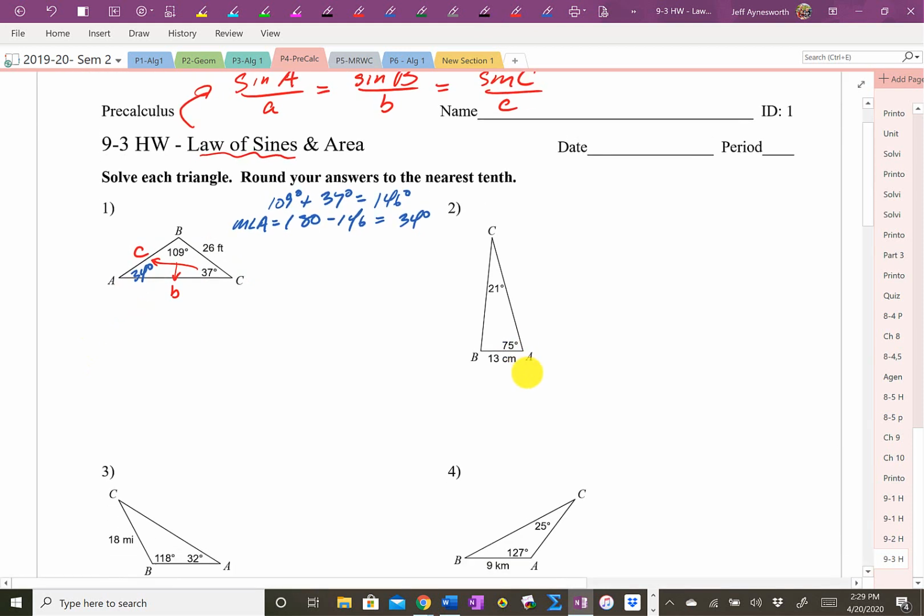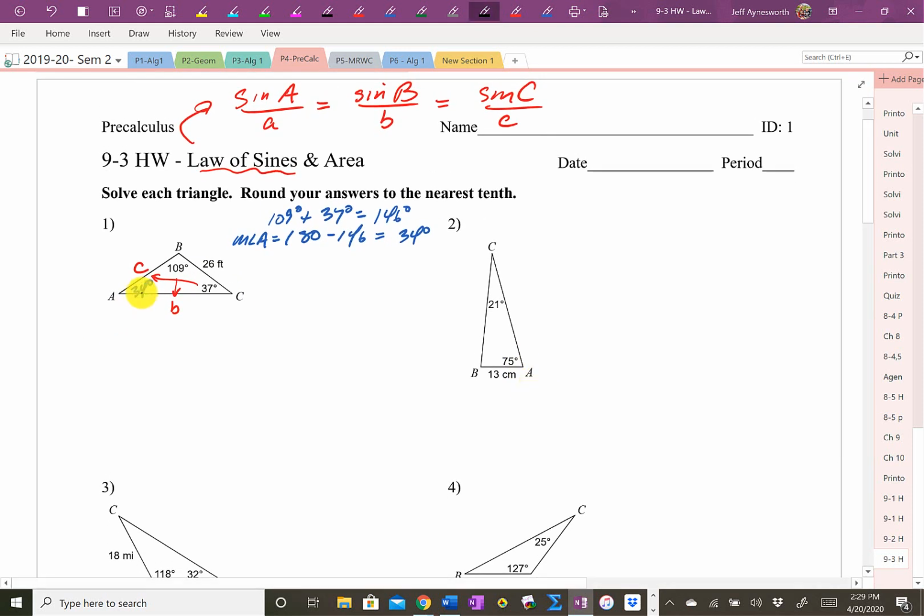So here we go. I'm going to take the sine of 34 degrees to its opposite side, 26, and that's going to be equal to the sine of 37 degrees to c. Okay, I'm going to cross multiply here. I get c times the sine of 34 degrees is equal to 26 times the sine of 37.